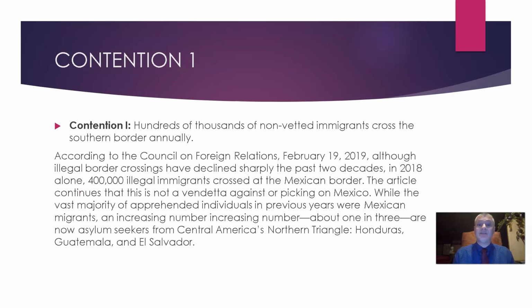Contention 1. Hundreds of thousands of non-vetted immigrants cross the southern border annually. According to the Council on Foreign Relations, February 19, 2019, although illegal border crossings have declined sharply the past 2 decades, in 2018 alone, 400,000 illegal immigrants crossed at the Mexican border. The article continues that this is not a vendetta against or picking on Mexico. While the vast majority of apprehended individuals in previous years were Mexican migrants, an increasing number, about 1 in 3, are now asylum seekers from Central America's Northern Triangle, Honduras, Guatemala, and El Salvador.